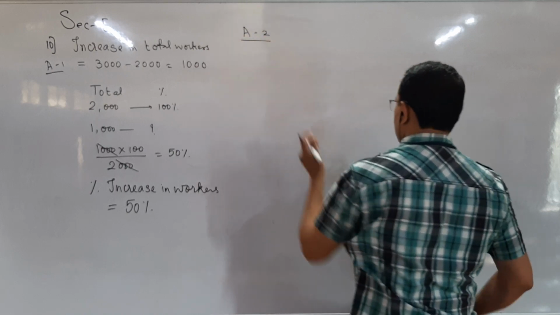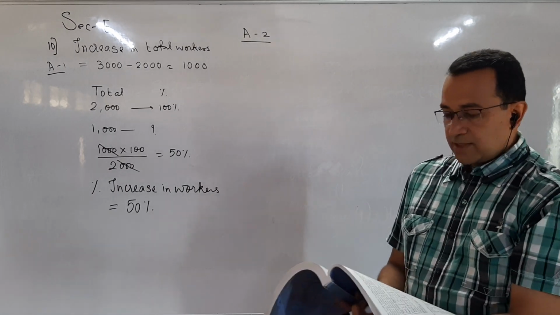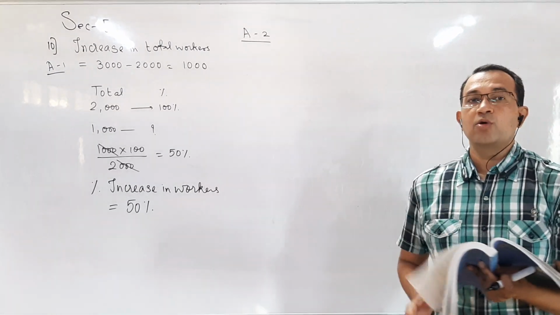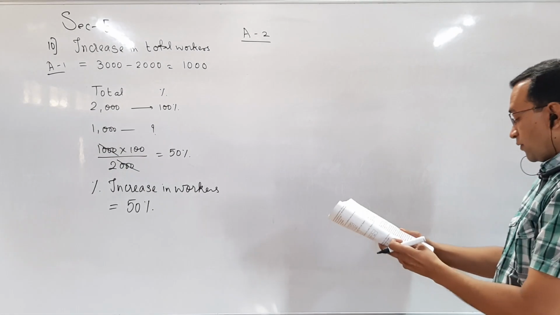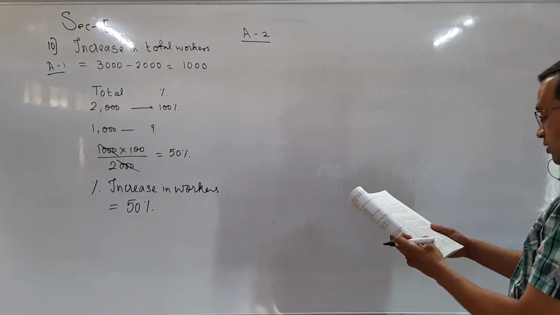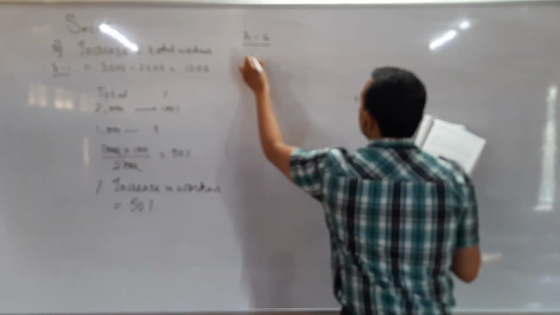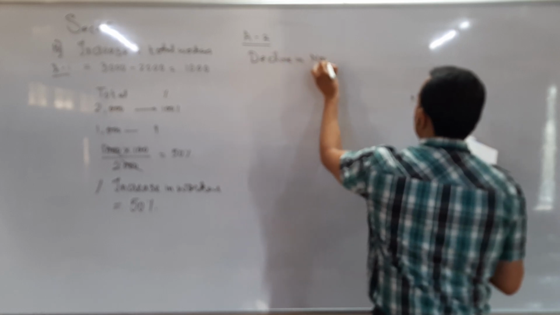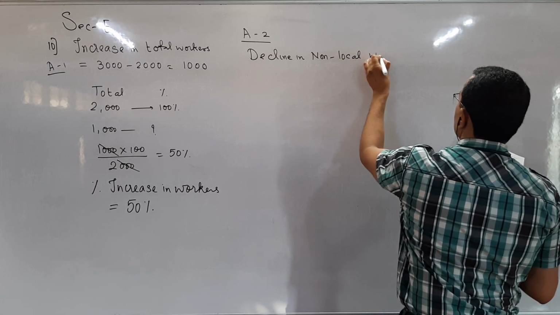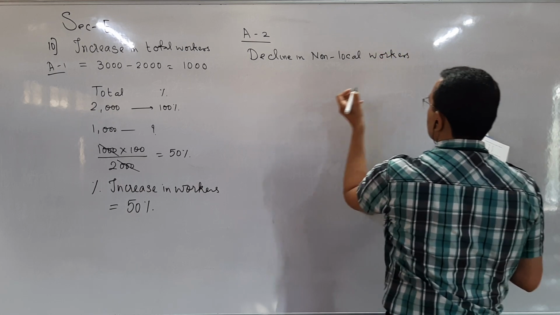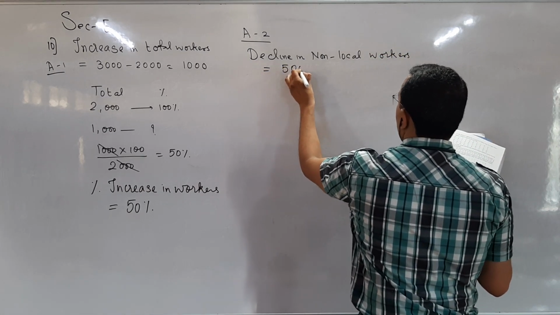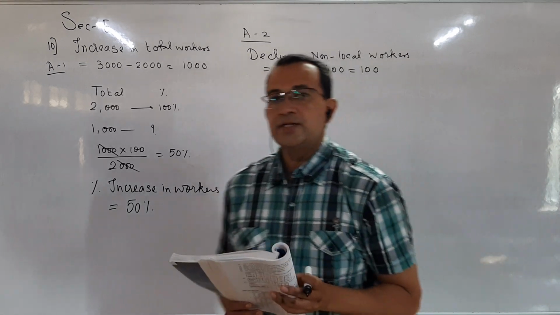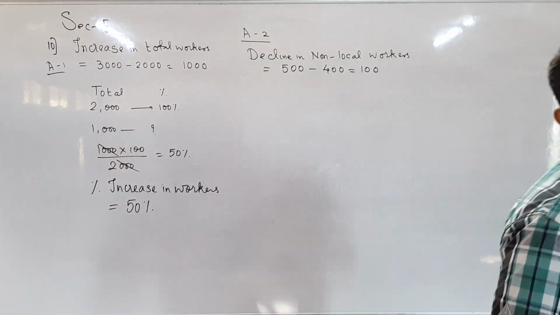Now, answer 2. What is the second question? What is the percentage decline in number of non-local workers? See the total of non-local workers in 2010 it was 500. So decline in non-local workers is equal to 500 minus 400, and that is equal to 100.